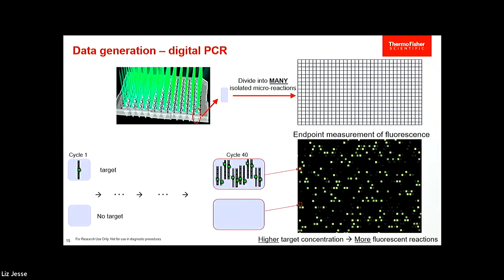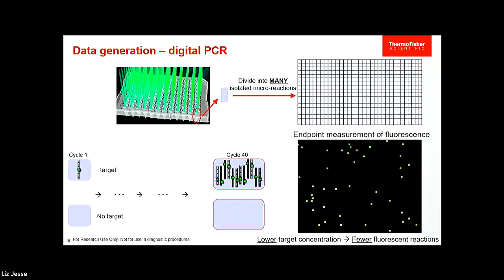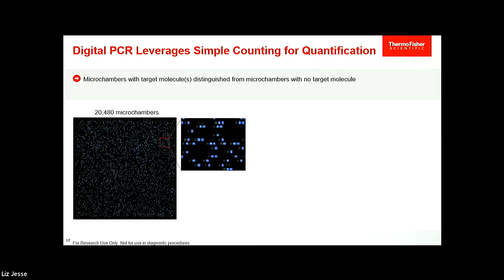This allows us to then take a visual measurement of all of the wells that did amplify versus the wells that did not. So if you're looking at this graph, the higher the target concentration, the more fluorescent reactions you're going to see. The lower the target concentration, the fewer fluorescent reactions you'll be measuring. So it's really all about simple counting. We just want to count our fluorescent positives versus the negatives that aren't amplified.